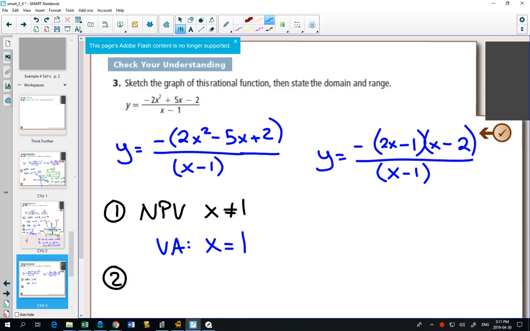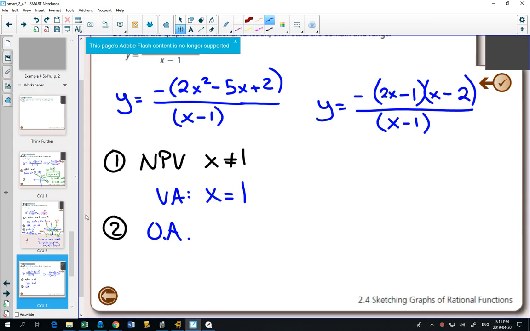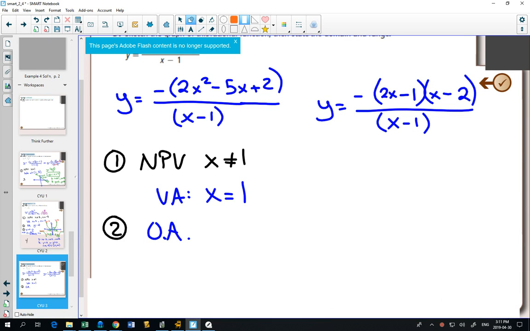Step 2. Are we going to have an oblique asymptote or a horizontal asymptote? We have an oblique asymptote because we have a higher degree in our numerator. If we have an oblique asymptote, we are going to need to use synthetic division or long division to figure out what it is. In this case, since we're dividing by x minus 1, we can use synthetic division. I set up my synthetic division.